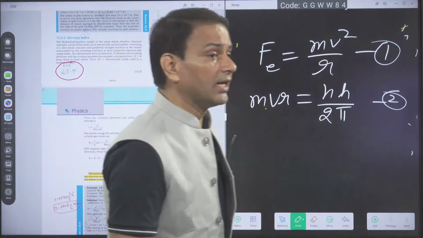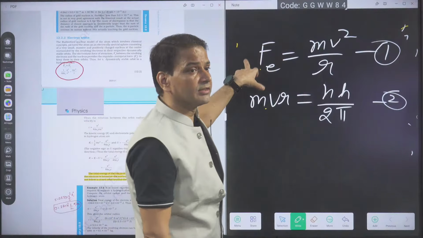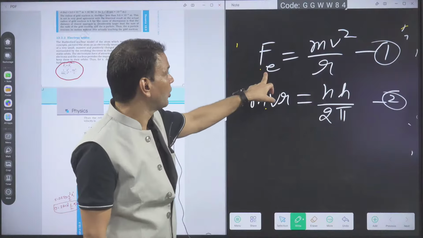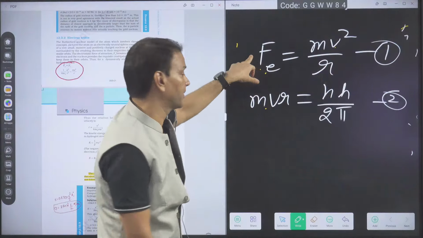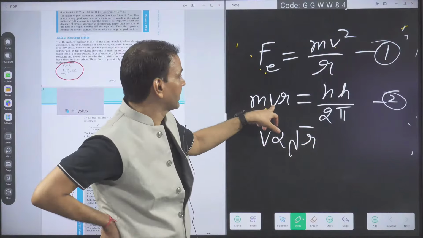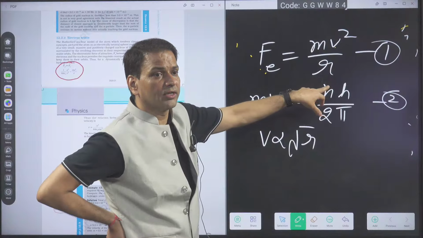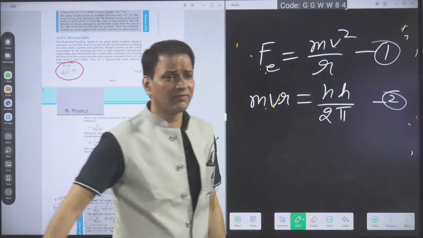Like last year, one question said force is constant. If force is constant, then how will the radius depend upon n? Force constant means v square is directly proportional to R, so v is directly proportional to root R. Then I can replace this v with root R into R directly proportional to n. From that we can find the R dependence. Everybody got it or not?